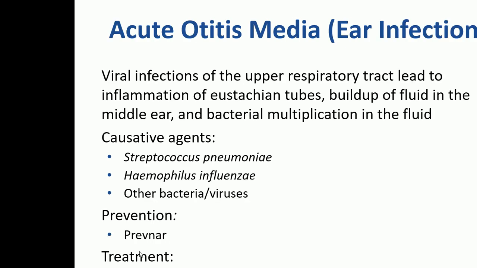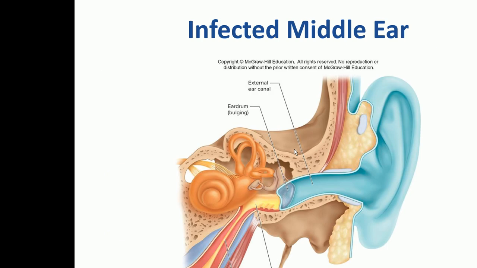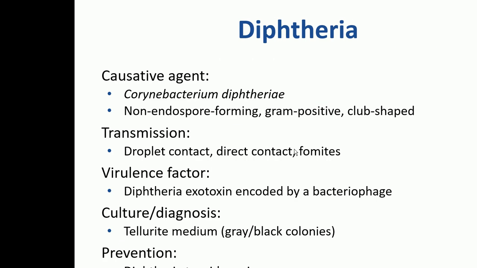Next disease is acute otitis media. This is basically a middle ear infection, and this is caused by Streptococcus pneumoniae, Haemophilus influenzae, and other bacteria and viruses. Next is diphtheria. Diphtheria is caused by a bacteria called Corynebacterium diphtheriae.